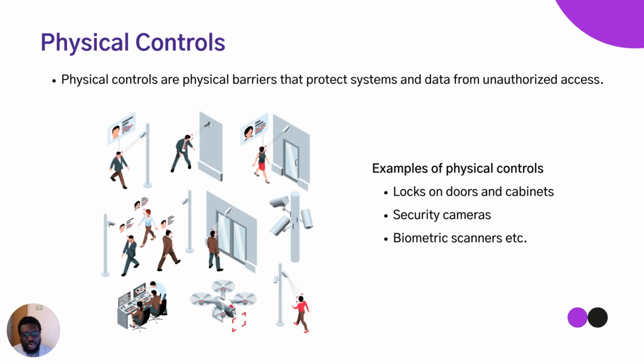When it comes to physical controls, these are like physical barriers or physical things that protect systems and data from unauthorized access. Yes, it protects data because access to particular areas within an organization could grant you access to data at the end of the day. So we would want to have locks on our doors and our cabinets, security cameras, biometric scanners, and we want to make sure that access is properly controlled and you only get access to an area of the building that you really should be accessing.